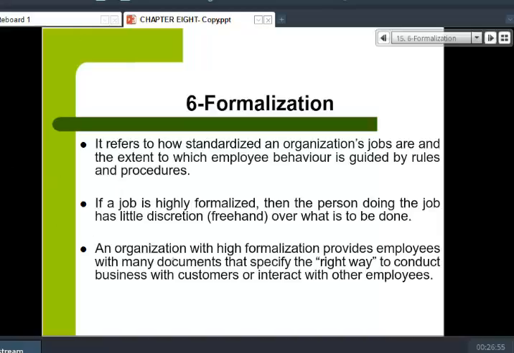So an organization with high formalization provides employees with many documents that specify the right way to conduct business with customers or interact with other employees. A company that follows high formalization applies a lot of documentation. Whatever you need, even if you want to borrow the company car, you need to fill in a form, apply online, and get the approval first. So this is a kind of formalization.